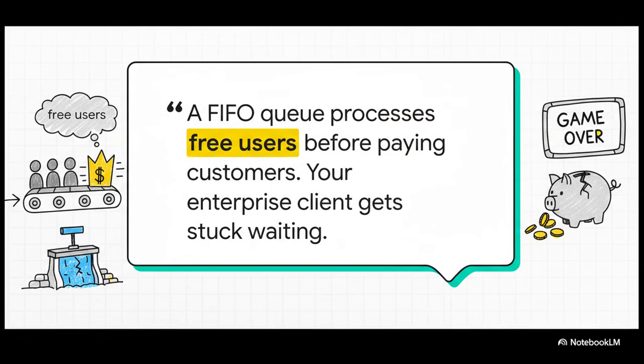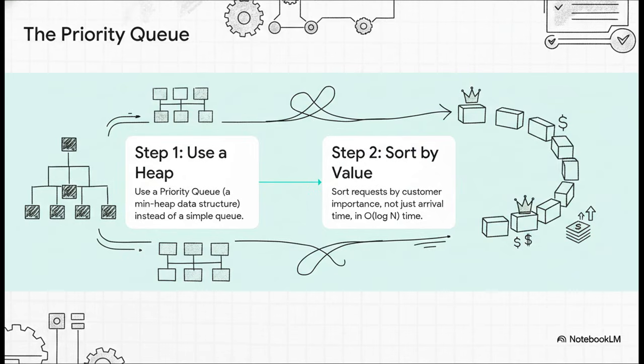With a basic first in, first out queue, your best customer gets stuck waiting. They wait 5 minutes, and then they cancel their contract. That's a business-ending mistake. So, what's the production level fix? It's a priority queue. This is a classic from Computer Science 101. Instead of first come, first served, it operates on most important first served.